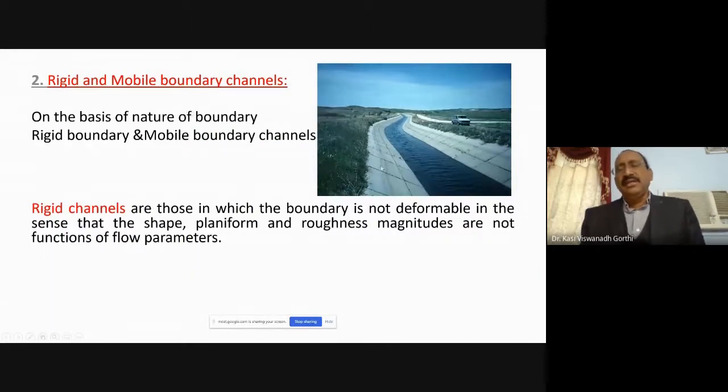Rigid boundary is the one in which the sides and bed of the canal, which are known as the boundaries, are constant with respect to the flow parameters.